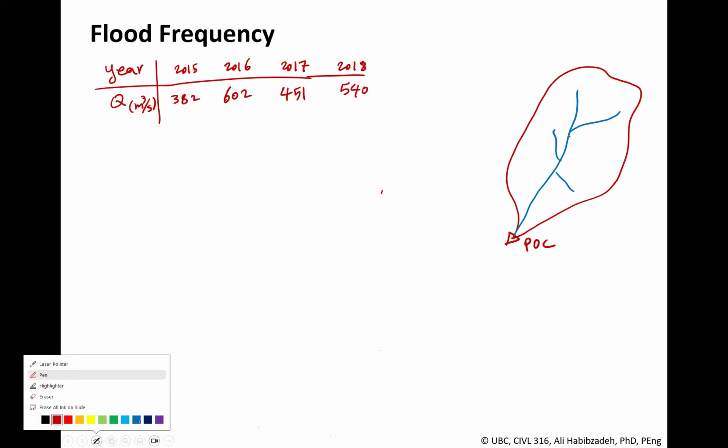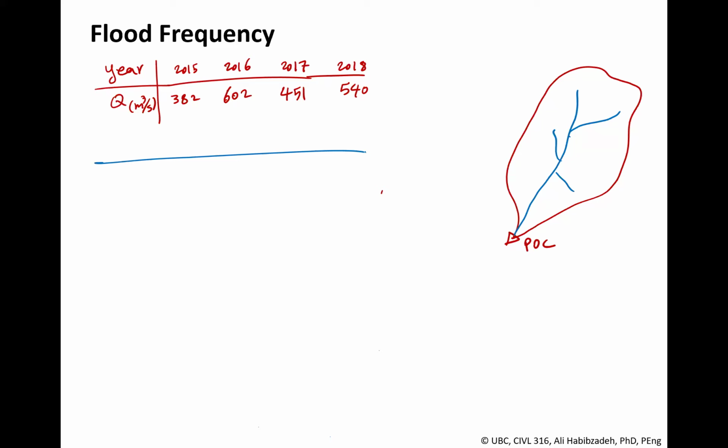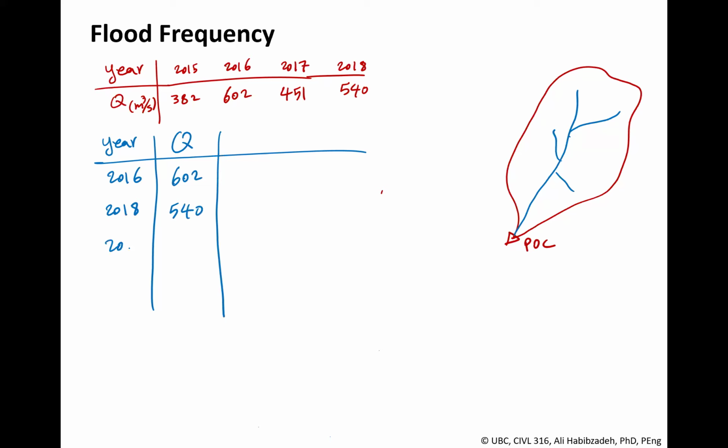So what do I do? I'm going to first sort them. So I'm going to say year and then Q. What is the largest one? 2016, 602. Second largest one, 2018, 540. Next one, 2017, 451. And then the last one, 2015, 382. Rank, easy: 1, 2, 3, 4. Yeah, we shouldn't really do frequency analysis on only 4 data points. That's not going to be accurate, but for this example, right?